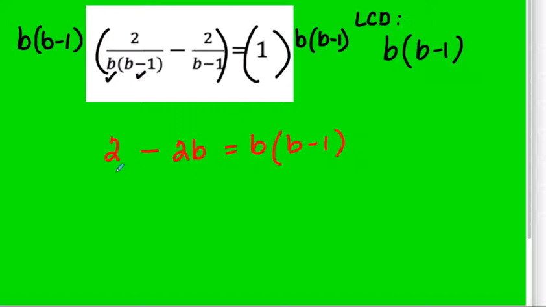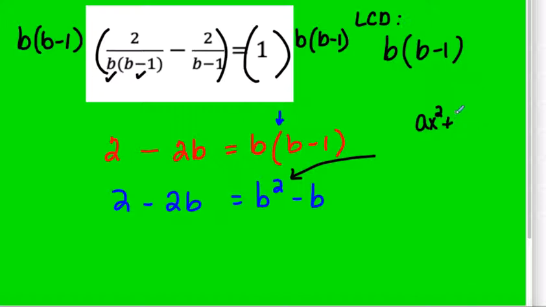But remember, equations are expressions equaling expressions, and so we simplify first, then we balance. So I'm going to simplify by multiplying on this side. So we get b squared minus b equals 2 minus 2b. I now notice that the equation is quadratic, so I'm going to try to solve by factoring, but in order to do that, I have to get the equation set equal to 0 in standard form. So that means in the form ax squared plus bx plus c equals 0.